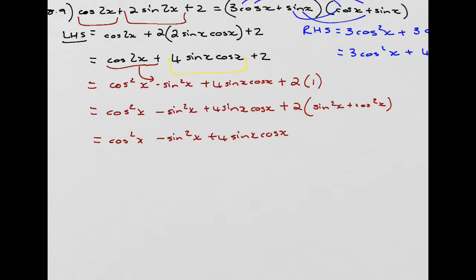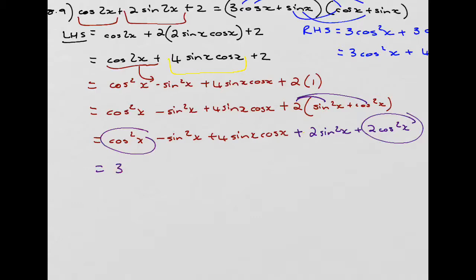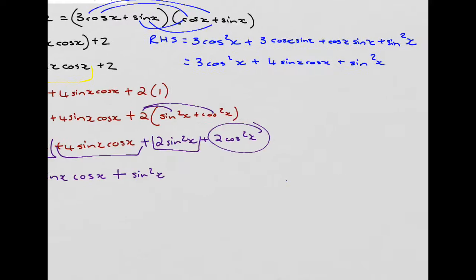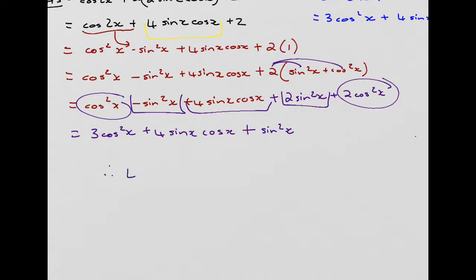Alright, so then I've just kept the beginning bit as is. Now I'm going to distribute this 2 in. I'm going to have 2 sine squared x's plus 2 cos squared x's. So my like terms, I end up with 3 cos squared x's. Negative sine squared plus 2 is going to get me the positive 1 sine squared x. And then my middle term. And that gets me to my right hand side that I've built. So therefore, left hand side equals right hand side.